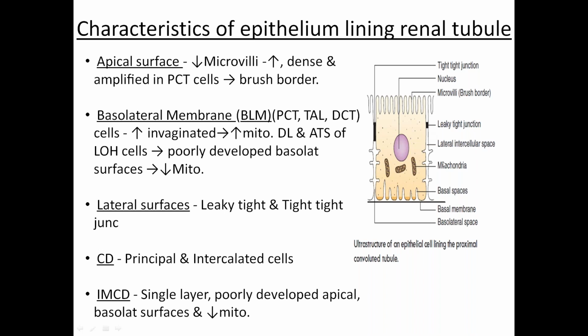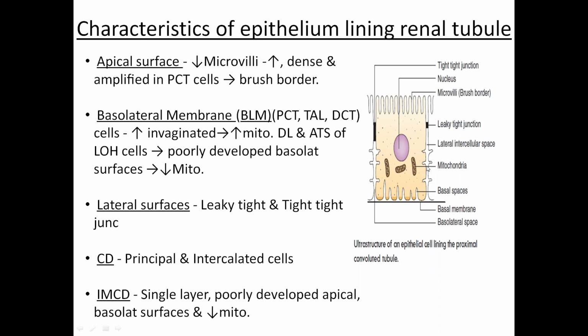And they interdigitate with lateral processes of adjacent cells. So these are the interdigitations. This is your lateral intercellular space. And the lateral intercellular spaces don't communicate with basal spaces. So as you can see, they are quite different. These are your lateral intercellular spaces and these are your basal spaces. There's no connection between the two.